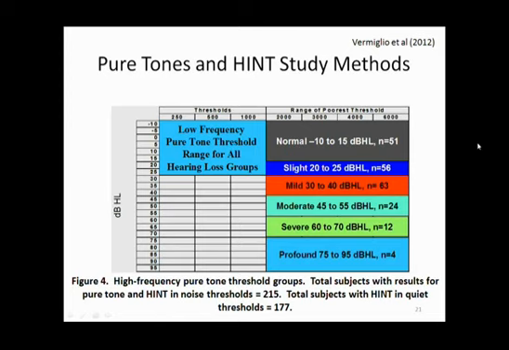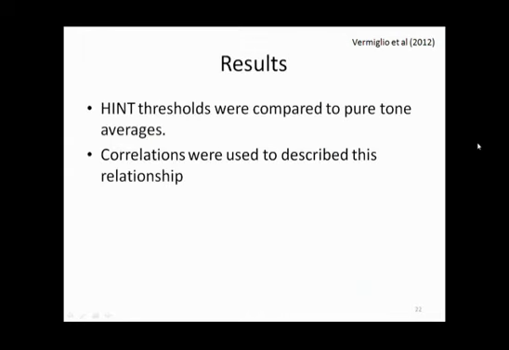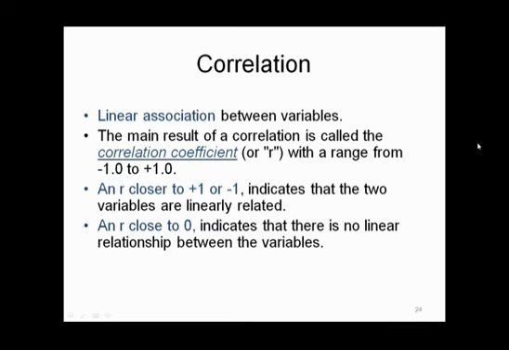Recall our question is, one of the questions, which group will hear better in noise? The group with normal pure tone thresholds or the group with a severe high frequency hearing loss? So the HINT thresholds were compared to pure tone averages. We looked at differences across groups, but we also looked at correlations. So we were looking at the correlation between the pure tone average and hearing in noise ability. And don't forget, from your statistics class, we're looking at a linear association between variables. So we're going to test for that.